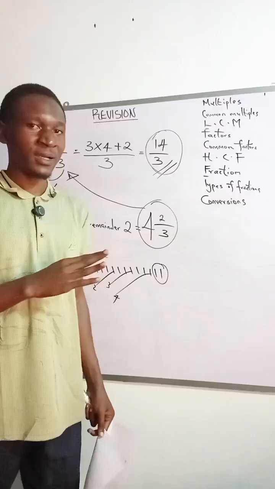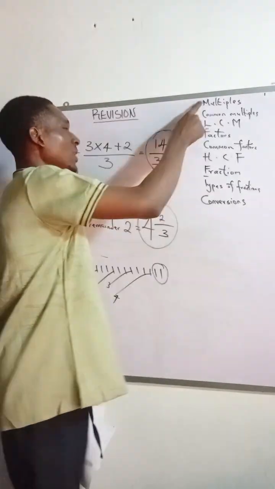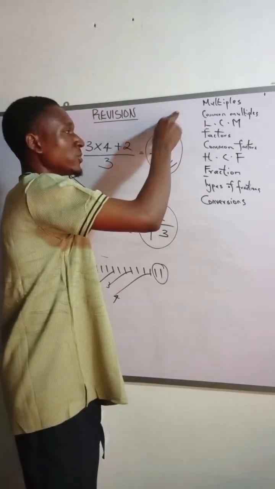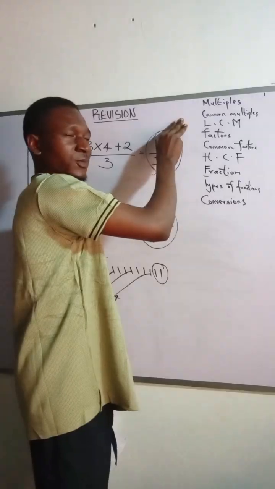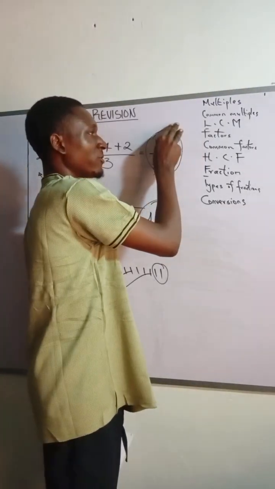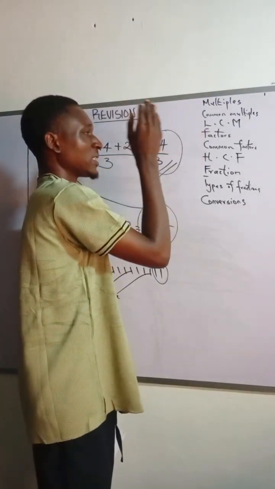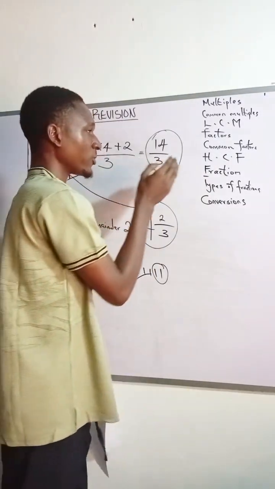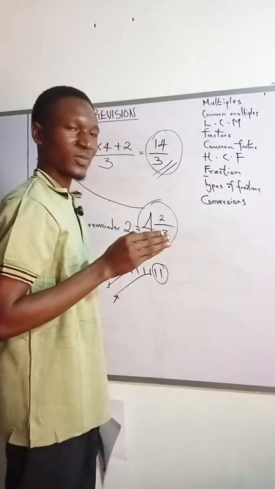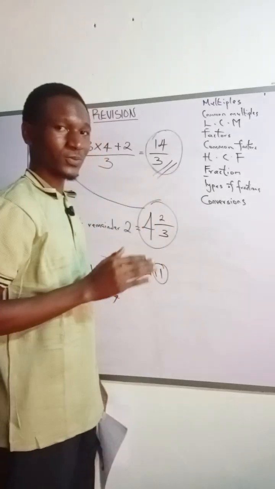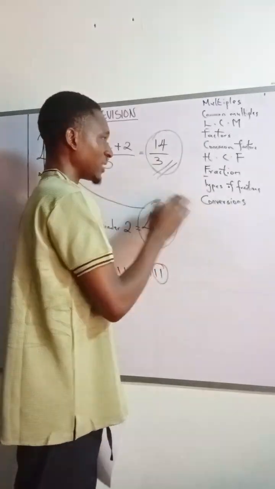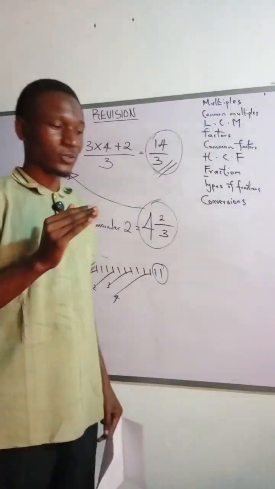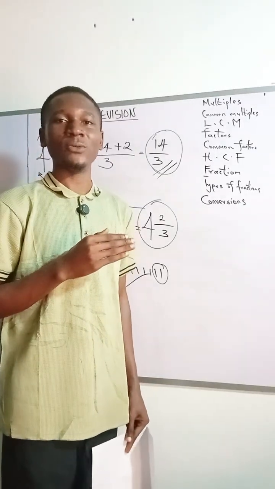So you are going to learn multiples. You learn common multiples. You are going to learn lowest common multiples. You do revision on factors, common factors, and highest common factors. You are also going to work on your fractions, the types of fractions also, and you are going to work on your conversions. Very, very important. I'm going to set questions on this for you.